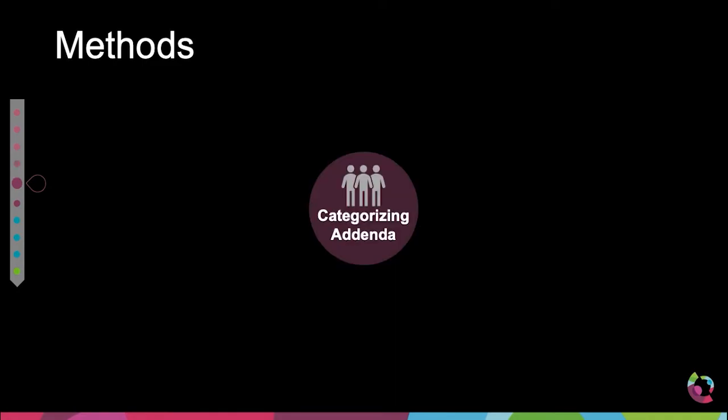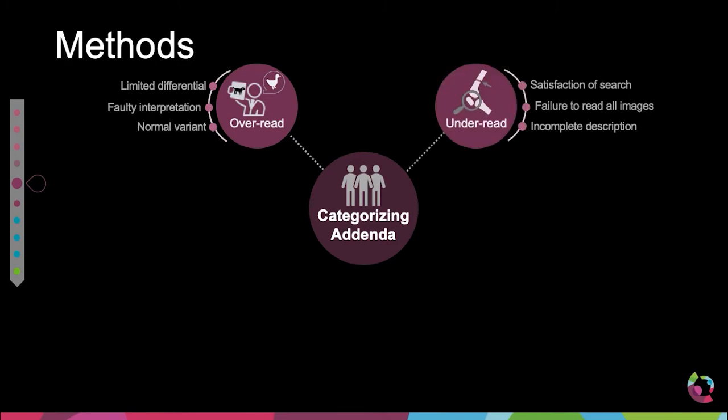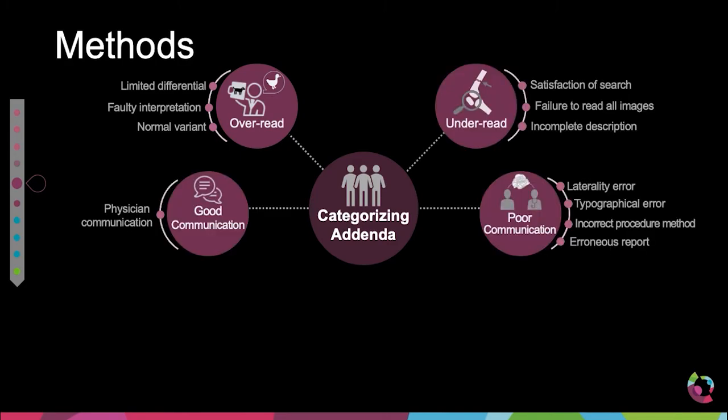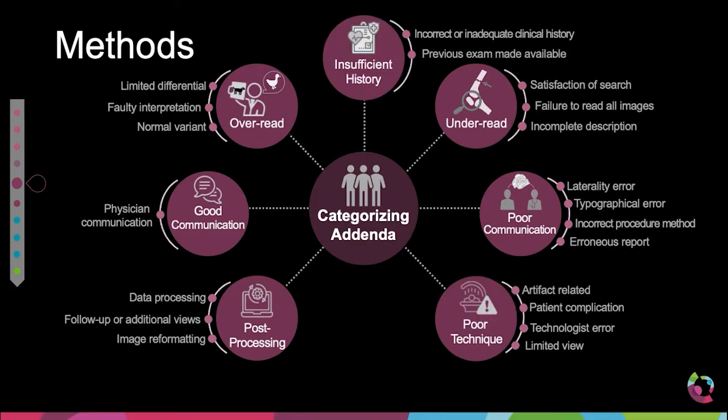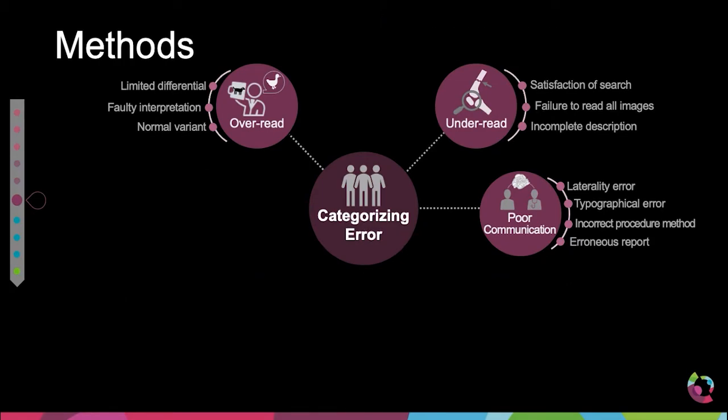type. The classification of each addendum into 8 major categories was made according to a modified version of a previously described schema, which included overread, underread, good communication, poor communication, post-processing, poor technique, insufficient history, and additional information. It's important to note that not all addenda are errors, so we considered an error to be an addendum that fell within the overread, underread, and poor communication categories.